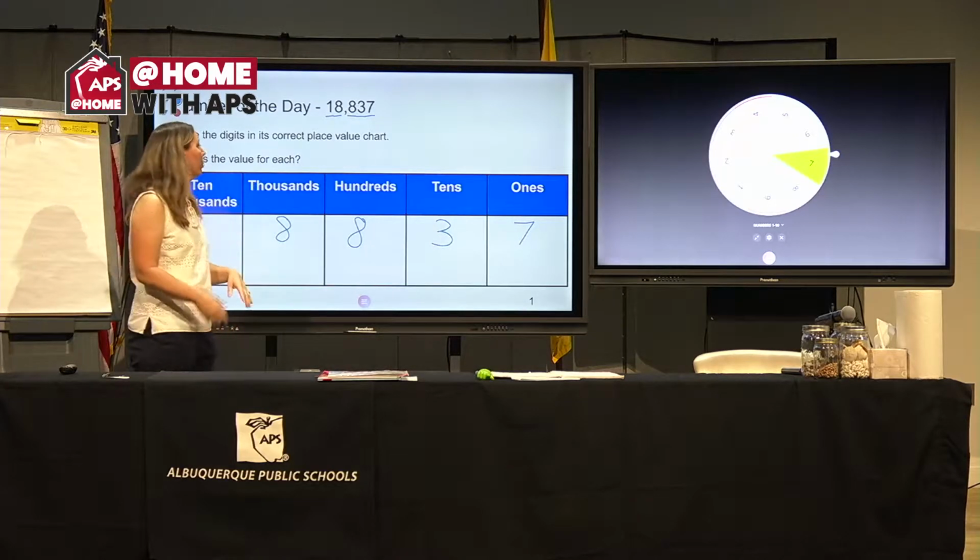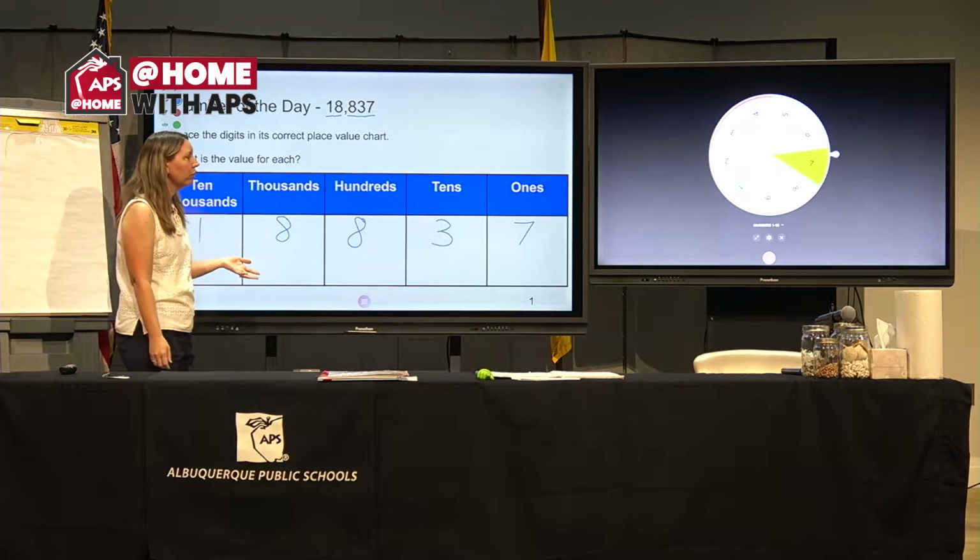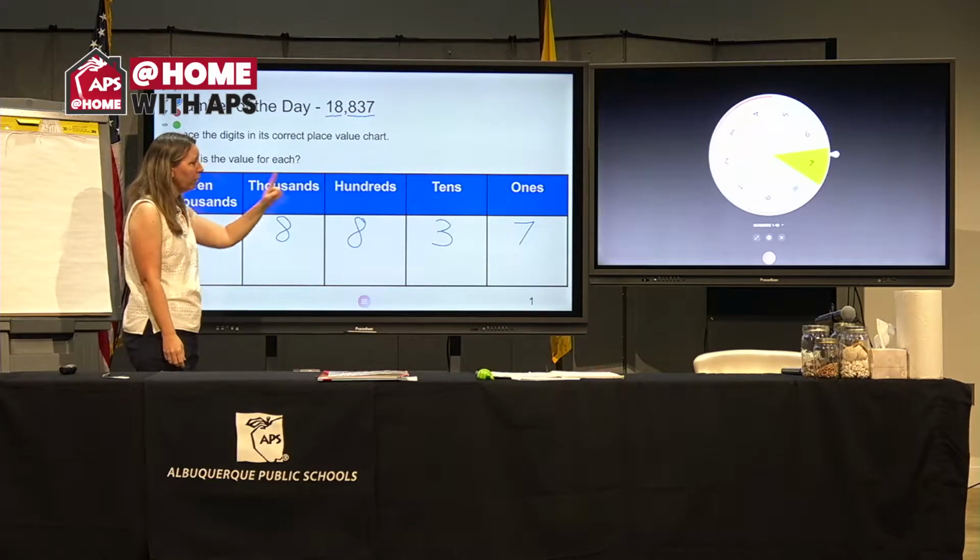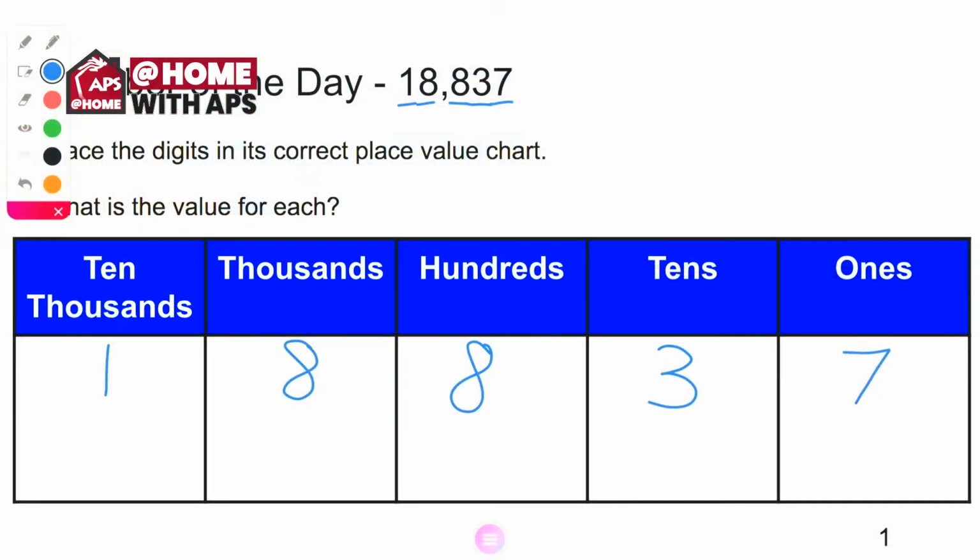So what I did is, what is the value of each? So if we look at this and we have our ones, what is the value of that 7 ones? I'm actually going to draw a line here for myself. The value is just 7. There's no more, no less. There's 7. How many tens do I have? I have 3 tens, which is how much? 30.